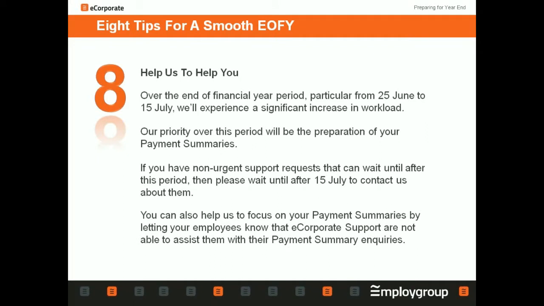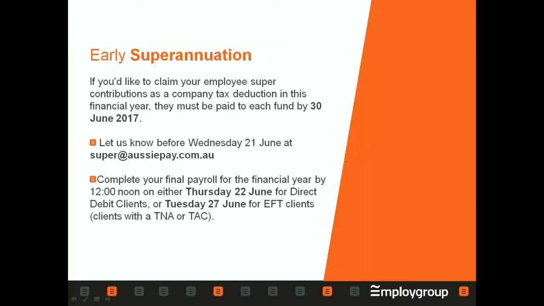You can also help us to keep our focus on payment summaries by letting your employees know that eCorporate support aren't able to assist them with their payment summary inquiries. Every year we do get lots of inquiries from employees asking for the progress of their payment summaries. A lot of the time we're still waiting for the client. In fact, I'd say most of the time we're still waiting for the client to send us their order, so we have no visibility on the payment summary ordering, even though we wouldn't be able to provide it to the employee anyway. We just don't know.